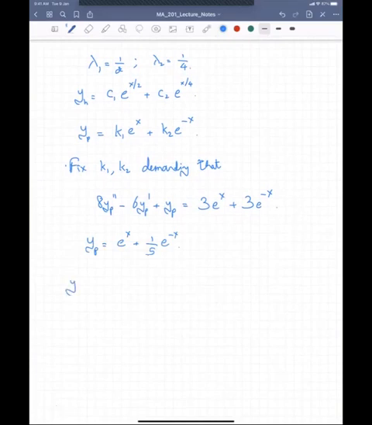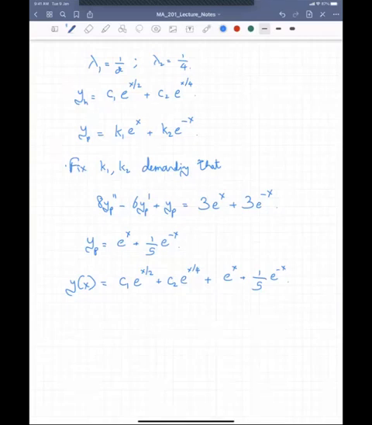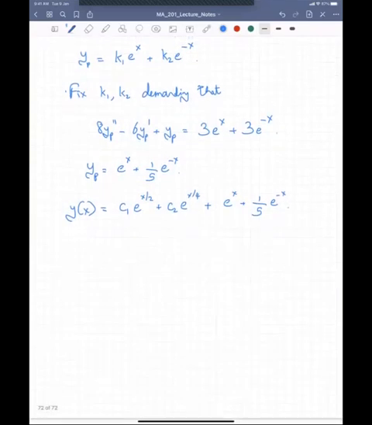So now I can write the general solution as c1 e to the x over 2 plus c2 e to the x over 4 plus the particular solution, which is e to the x, plus 1/5 e to the minus x. Okay. And now I will impose the initial value conditions to figure out c1 and c2.